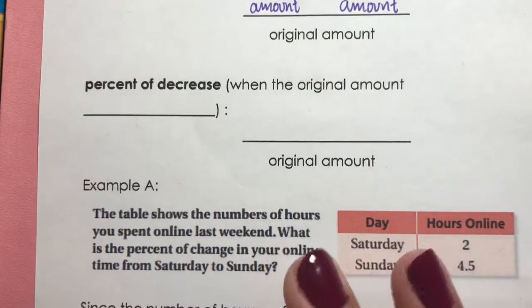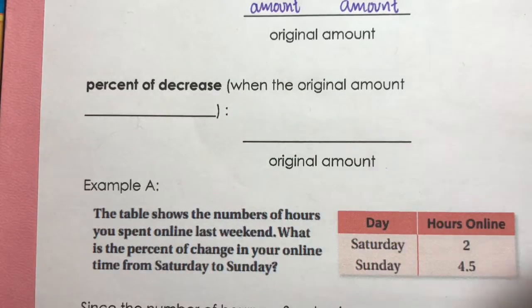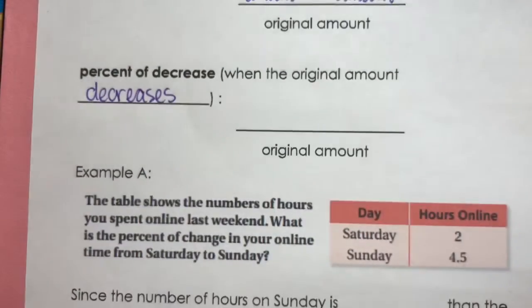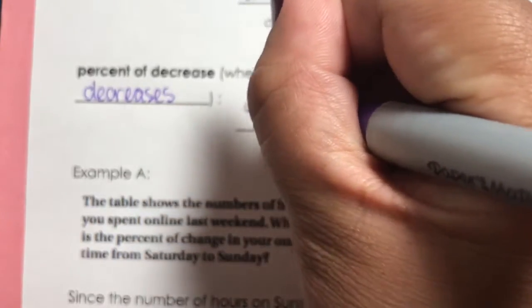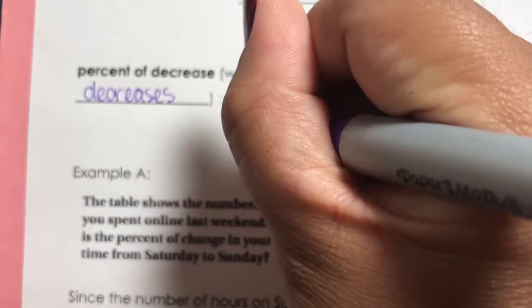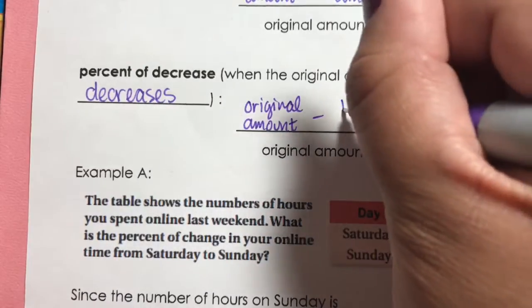Okay, the percent of decrease is when the original amount, you guessed it, decreases, when it goes down. Okay, so the formula for that is the original amount subtracted by the new amount.